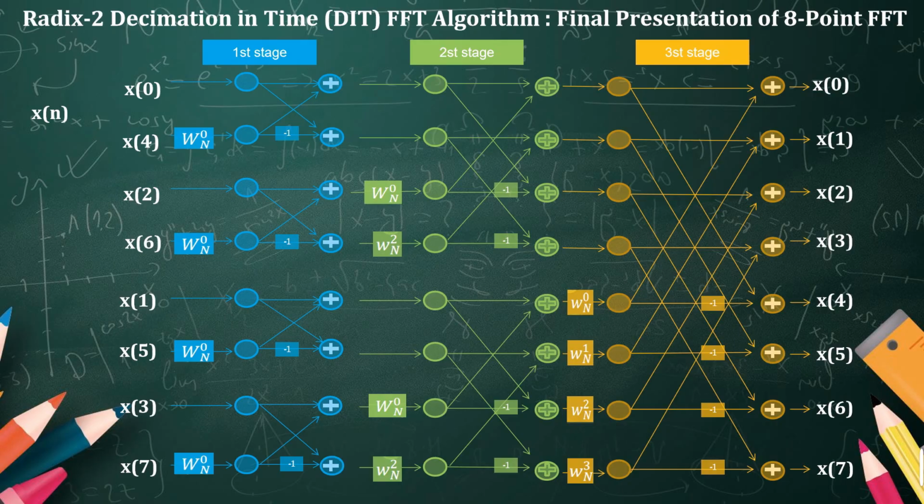We can see that in the first stage, we compute the 2-point DFT and apply butterfly addition. The same goes for the second stage and third stage, where we apply butterfly addition to obtain the output. Thus, this is the final representation of the 8-point FFT.